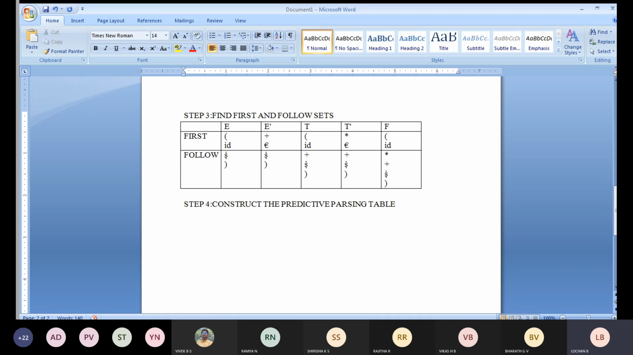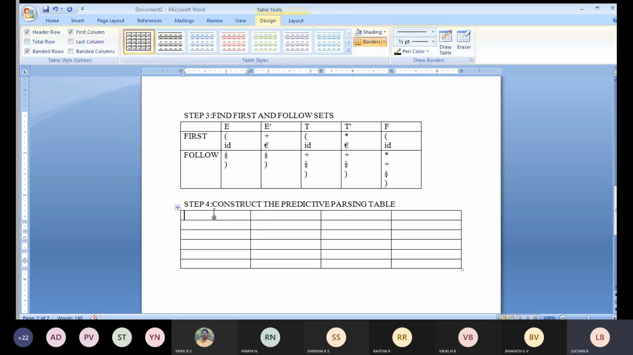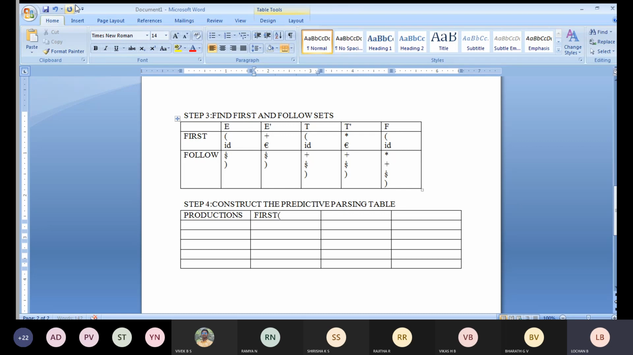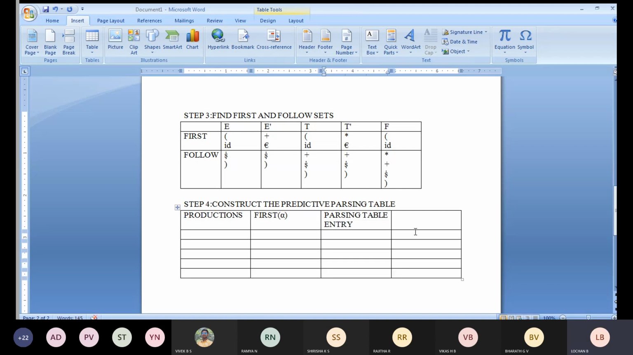So in this particular case, I am going to make use here. First, I am going to take it as what productions. First of alpha. Next, you will be getting parsing table entry. Parsing table entry. Don't write anything. Observe here how I am going to complete the table.